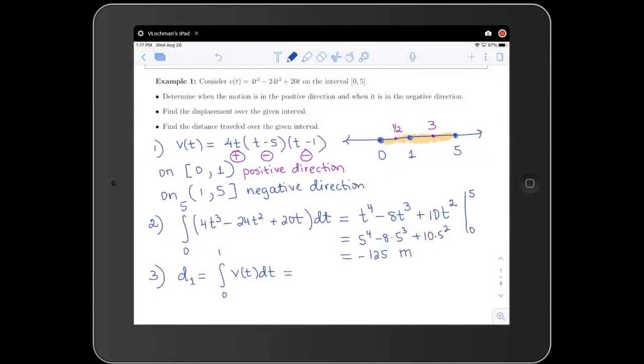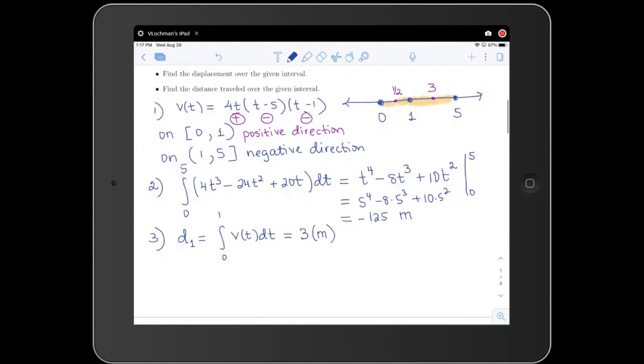Once you do this, I'm going to let you check the work. It's the same integration, evaluate from 0 to 1. We're going to get 3 meters. What about the other part? Distance from 1 to 5. If you integrate this function, we know the antiderivative, evaluated between 1 and 5, we're actually going to get 128.